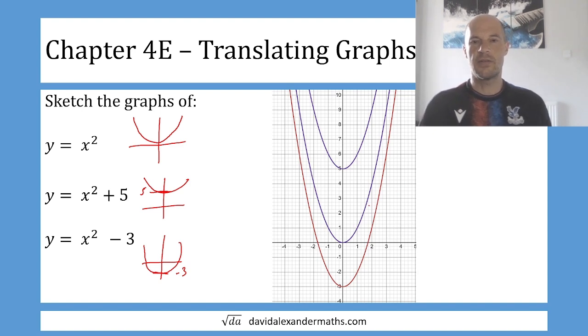Okay, there we go. So this line here, this is the x squared. This one here, that is the x squared plus 5, because the graph has just been shifted 5 units up, and this is x squared minus 3. It's just the x squared graph shifted down 3 units.